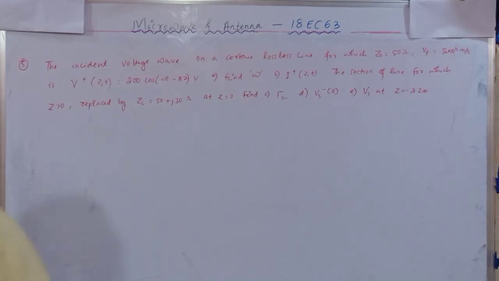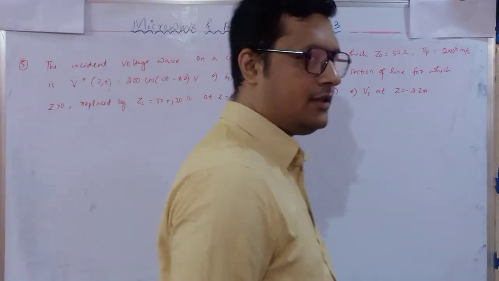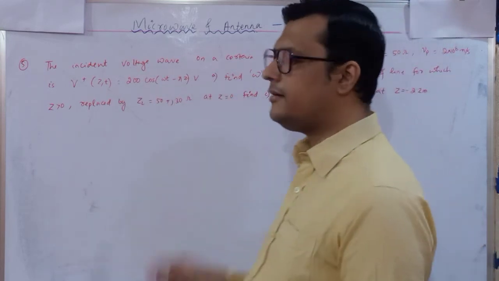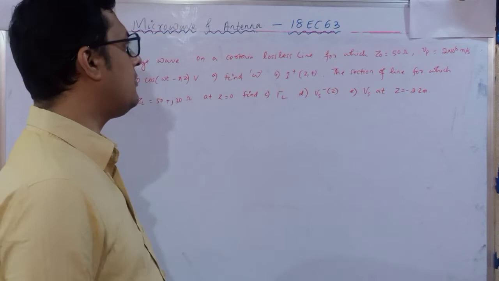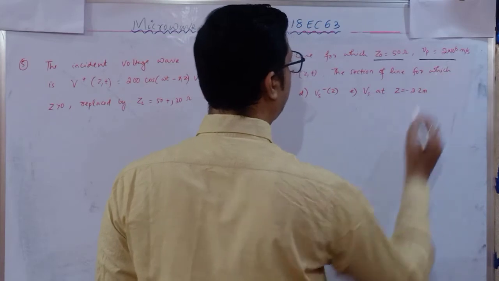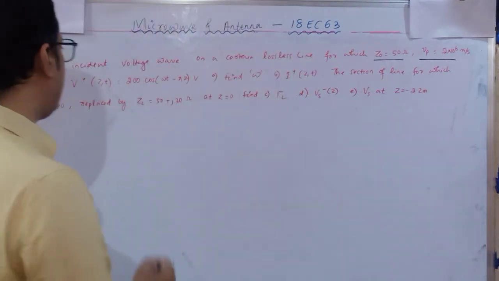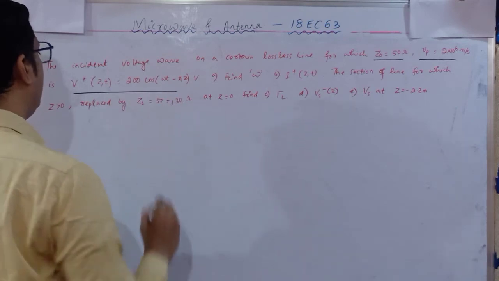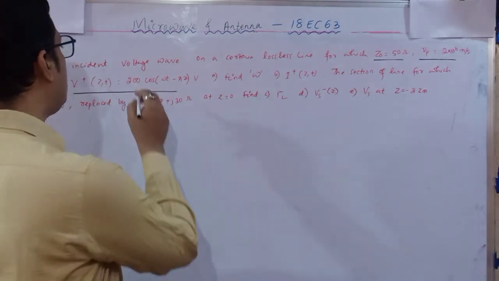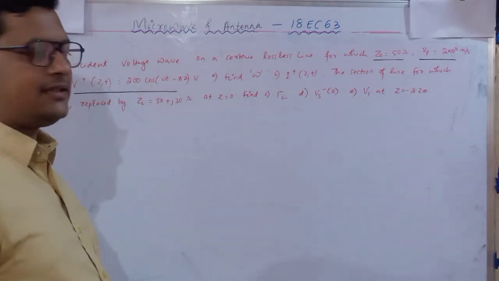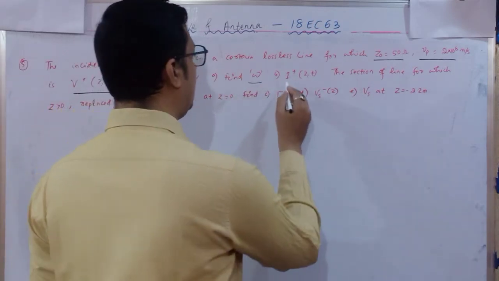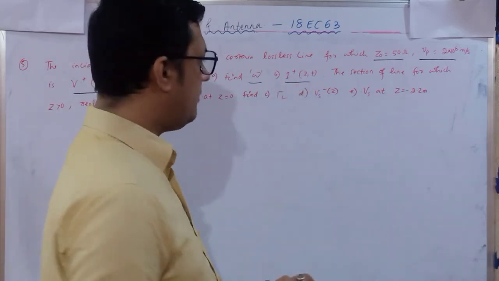Let us consider one more question, that is the incident voltage wave on a certain lossless line. Here we are discussing a lossless line whose characteristic impedance is 50 ohm, phase velocity is 2 into 10 to the power 8 meter per second, and V plus of z, t, the incident potential in time domain, is 200 cos of omega t minus pi z volt. We have to determine the angular frequency and the incident current in time domain.